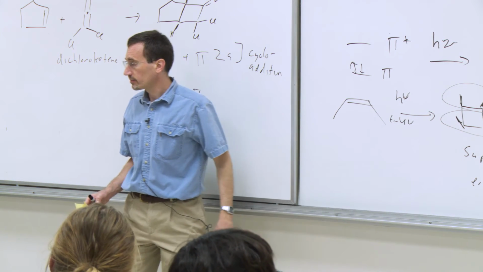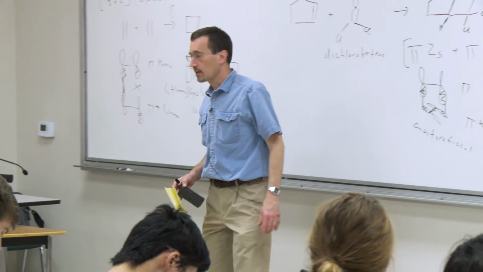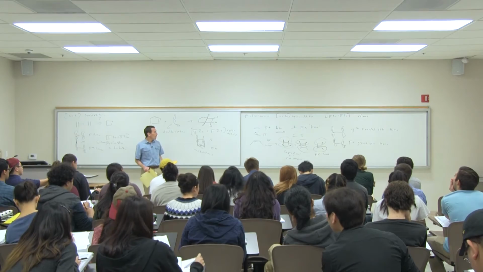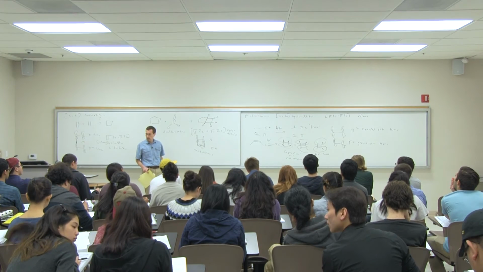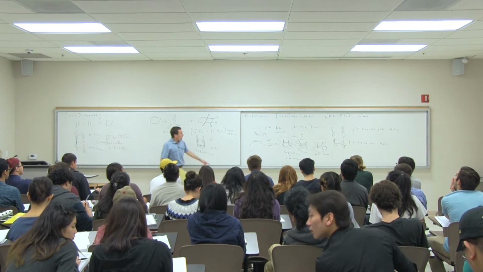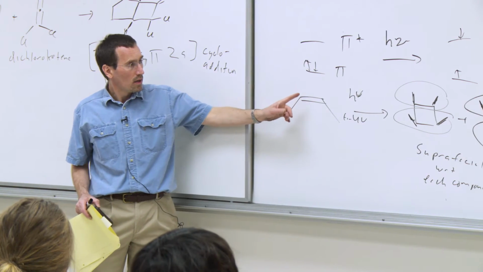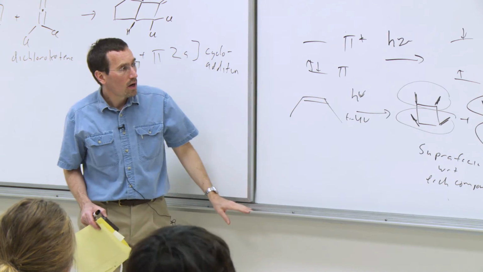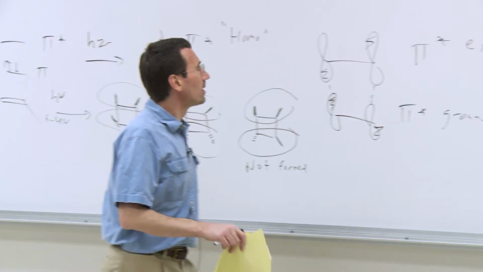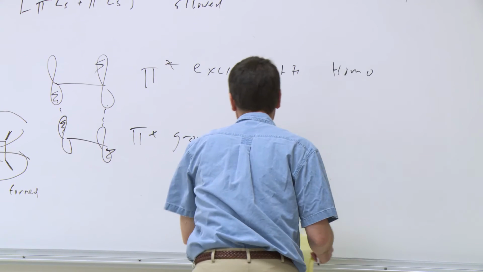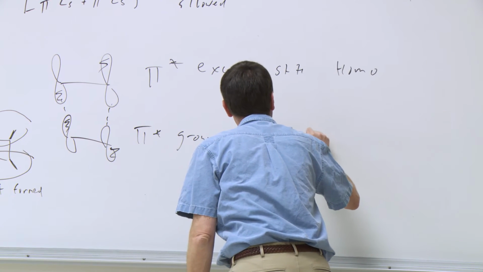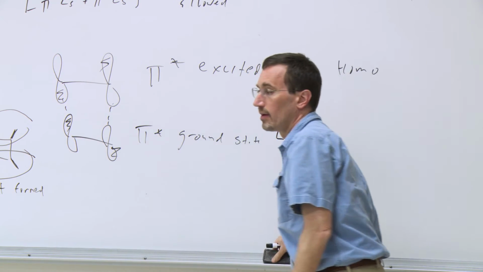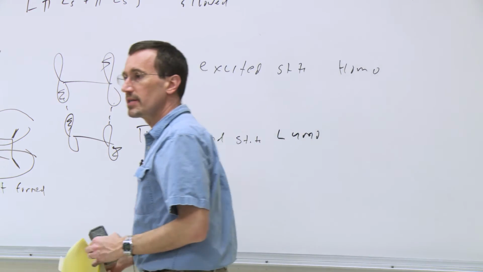So how do you have a HOMO for the pi star? How do you have a ground state HOMO at an anti-bonding molecular orbital? For the one on the bottom? Thank you. No, that's the ground state LUMO. Thank you. Other thoughts and questions?